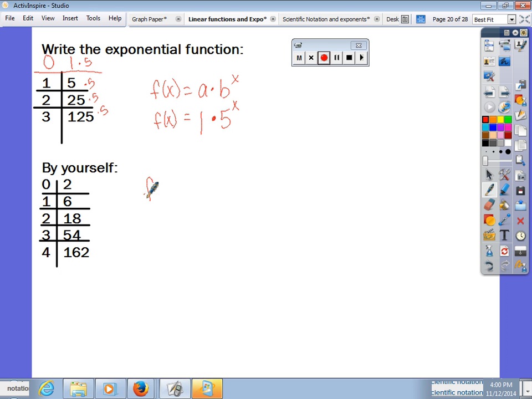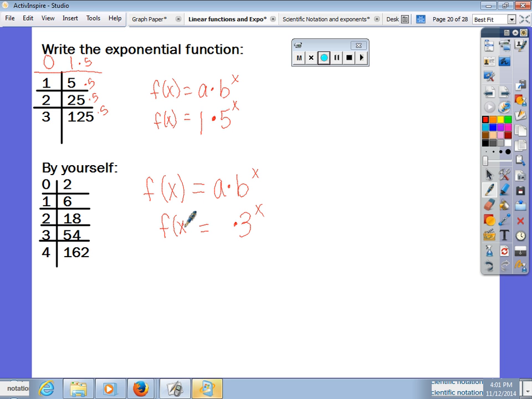All right, I'm assuming that you worked this problem by yourself. And we're going to go ahead and plug it again into our equation. Remember, b is what you're constantly multiplying by. So what am I constantly multiplying by? You should have said 3. So that would be times 3 to the x.